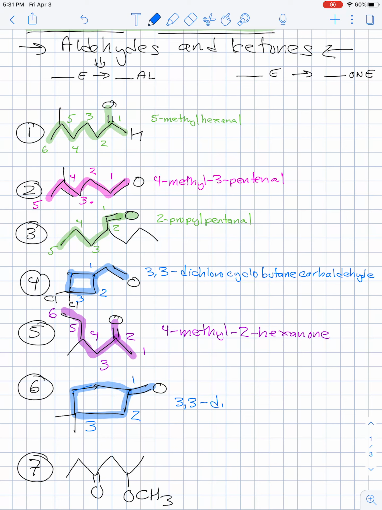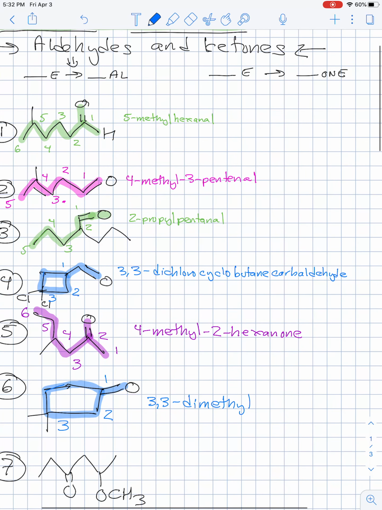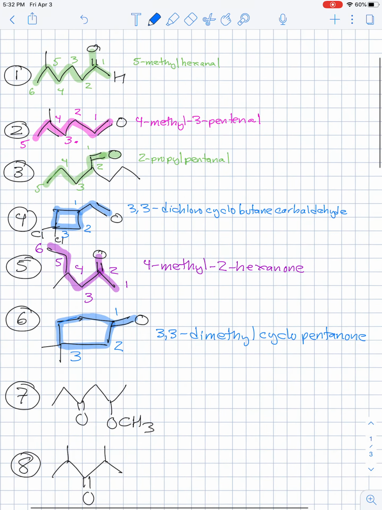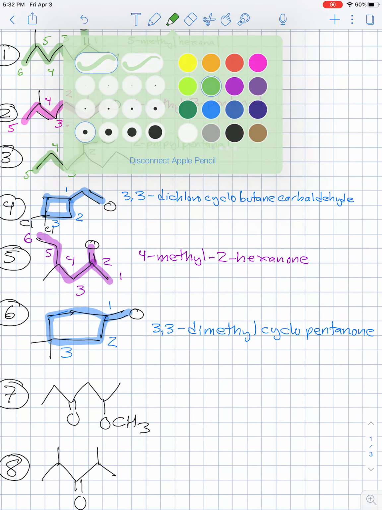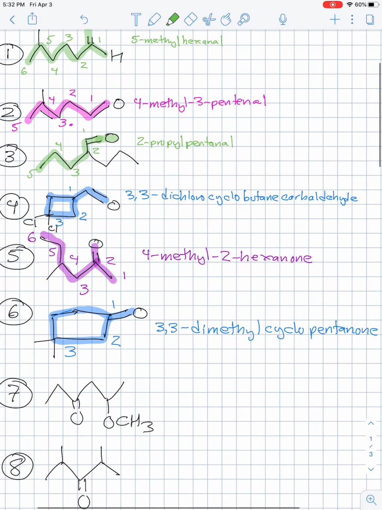3, oops, that should be a comma between those. 3,3-dimethylcyclopentanone. So much easier than the aldehyde situation. Then moving on to the next one.